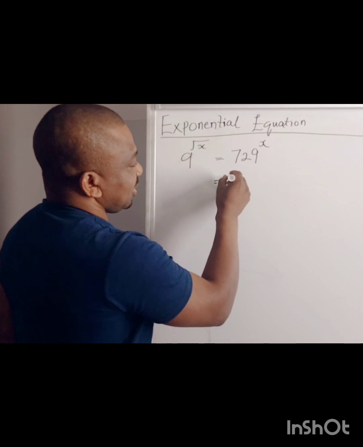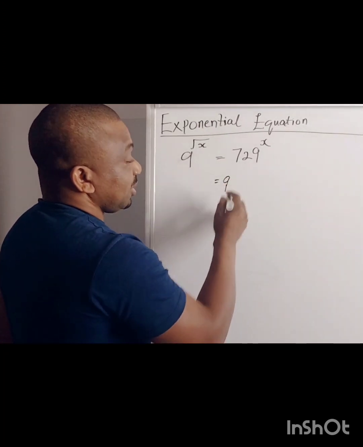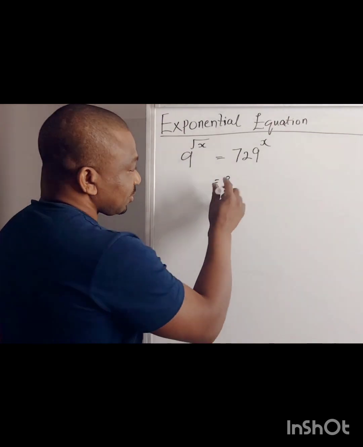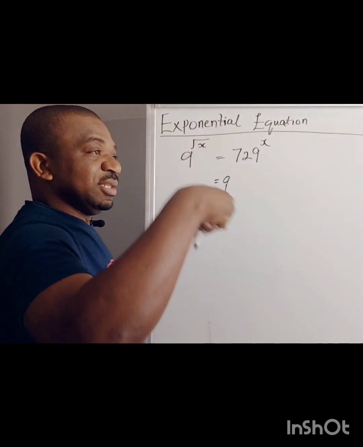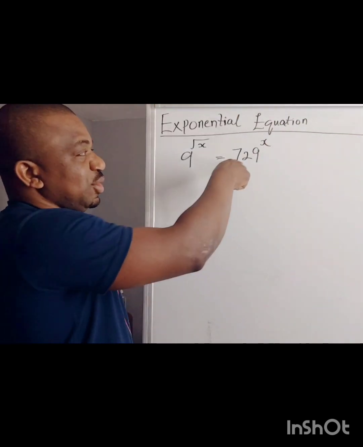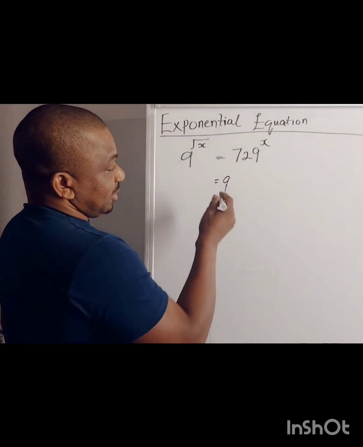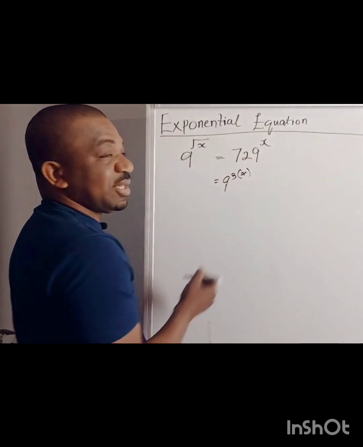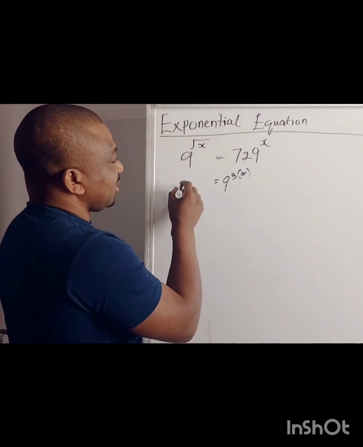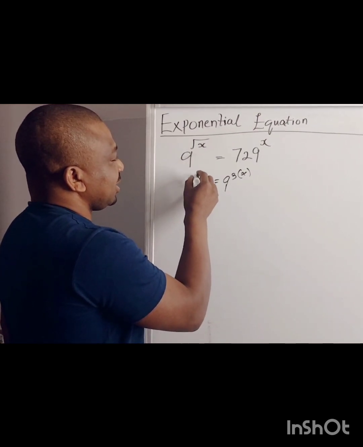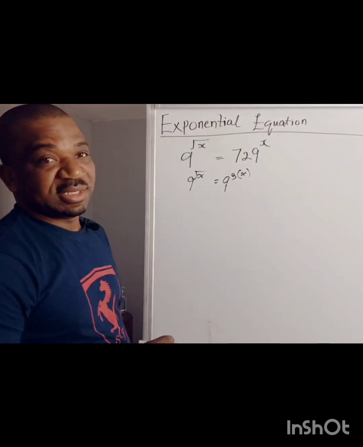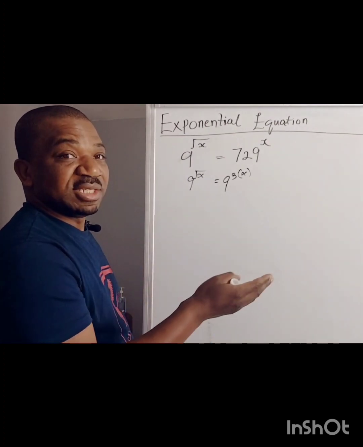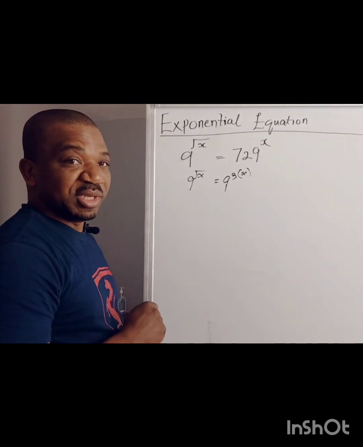9 to the power 3, 9 times 9 times 9, is equals to 729. So we have 9 to the power 3 multiplied by our x here. On the left hand side, we bring down our 9 to the power square root of x. So we have succeeded in bringing alignment on both sides of this equation in regards to the base.